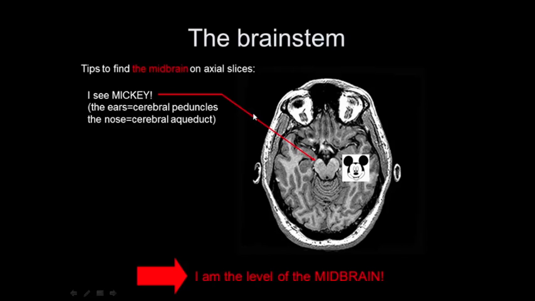How do you know when you are in the midbrain? Well, when you see Mickey, right? These are the cerebral peduncles that form the ears, and then you have the nose. Remember, I was telling you that there is the cerebral aqueduct, the Sylvian aqueduct. It's a little tiny channel. This is what it looks like in a section. So the nose is the aqueduct, and actually it's not appearing in this image, but there are even eyes. It's something called the red nucleus on both sides. So it's really easy to identify the midbrain this way.